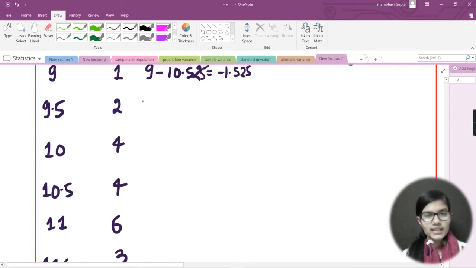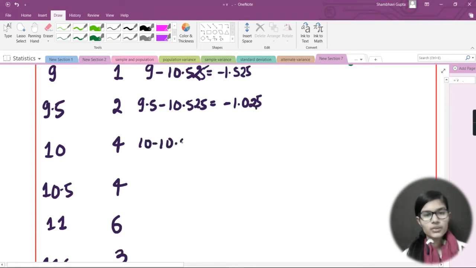Now here I would not be writing every time, I am just doing 9.5 minus 10.525, and this will result in minus 1.025. Okay, this will result in minus 1.025. Now here I have 10 minus 10.525, and basically it will result in minus 0.525, right?